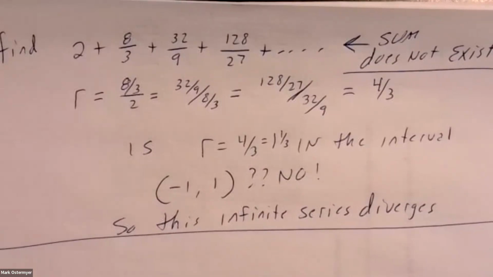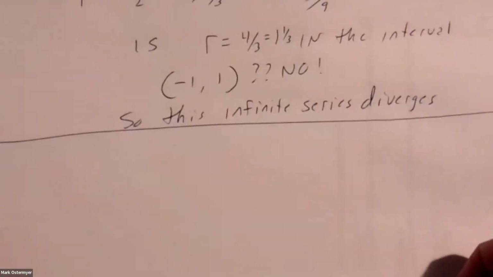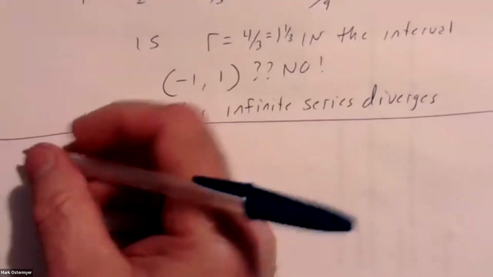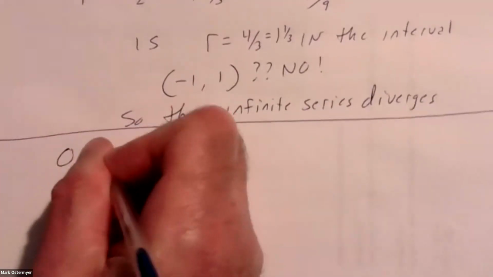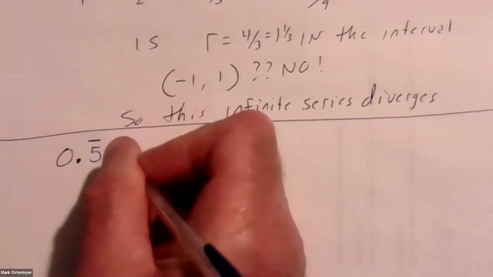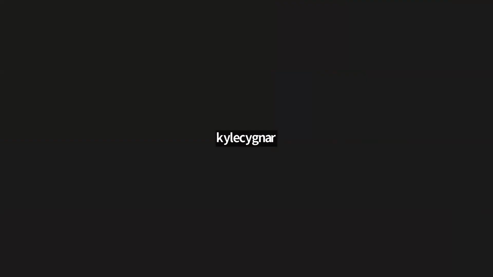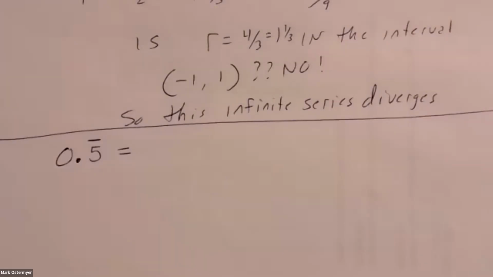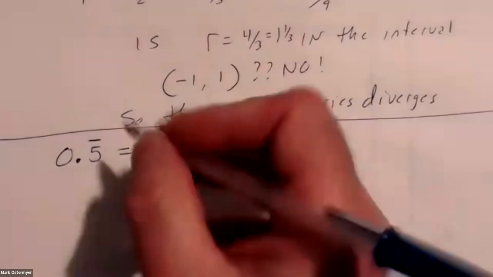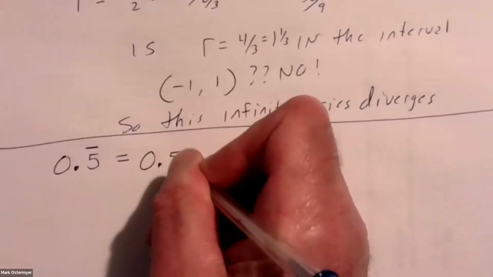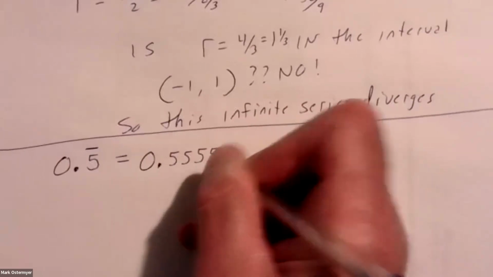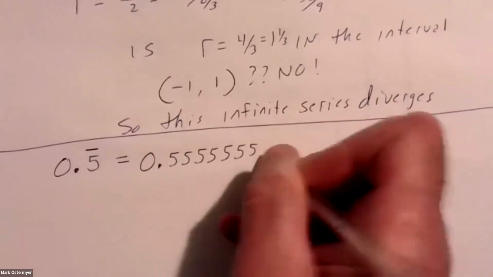Here's an interesting application of these infinite convergent geometric series. What does this decimal mean here with this bar above it? How do we interpret that decimal with the bar above the 5? It's 5 repeating. This is called a repeating decimal, and the digit that repeats is the digit that the bar is above. So this is really equal to 0.55555, and this 5 goes on forever.